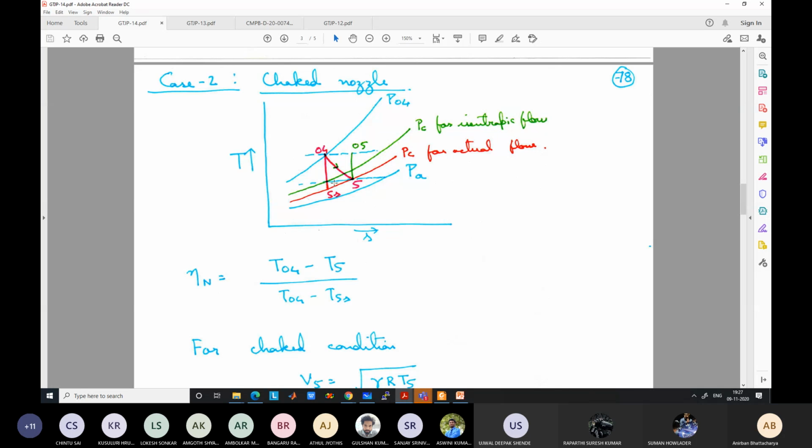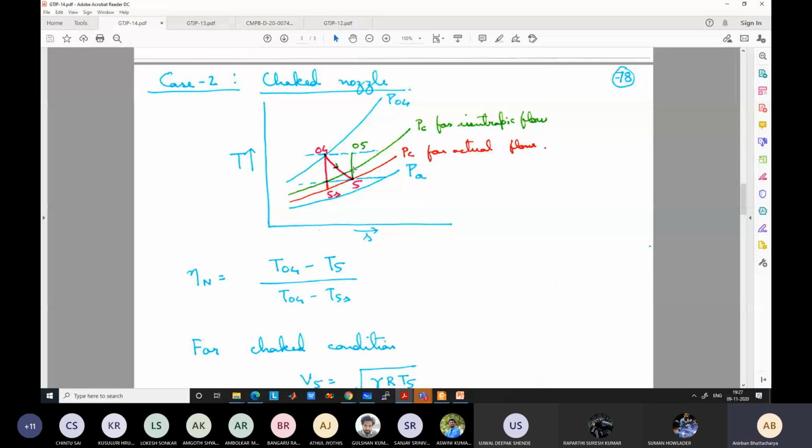So T04 equals T05, and what has happened is that the static temperature is equal to the static temperature that we would have obtained in the isentropic case. Okay, so this T star, which is given by T05 by T5, is equal to gamma plus 1 by 2. So this point also is known. The constant pressure line through this point is the critical pressure for the actual flow. The critical pressure for the actual flow is different from the critical pressure for the isentropic flow.